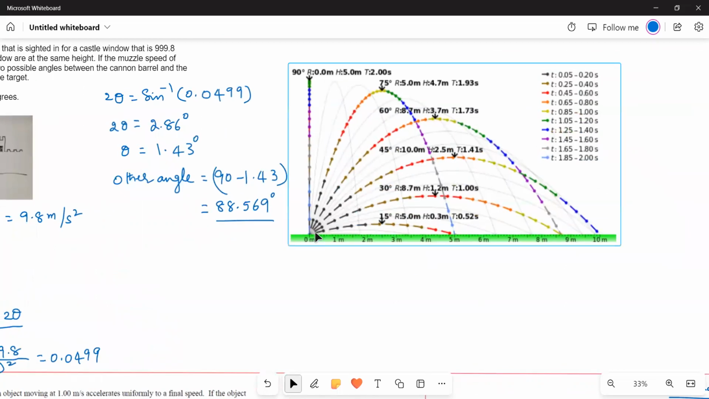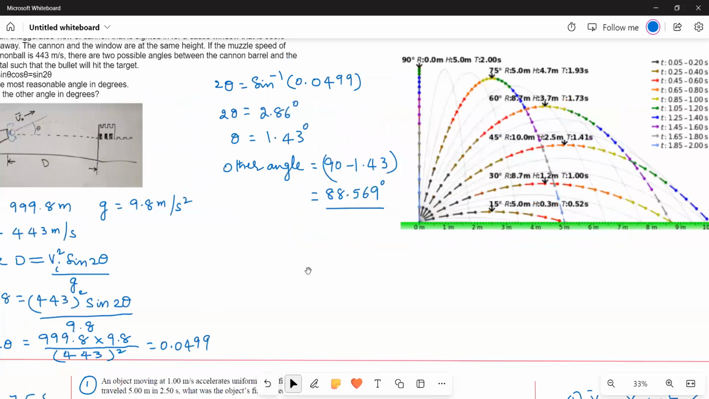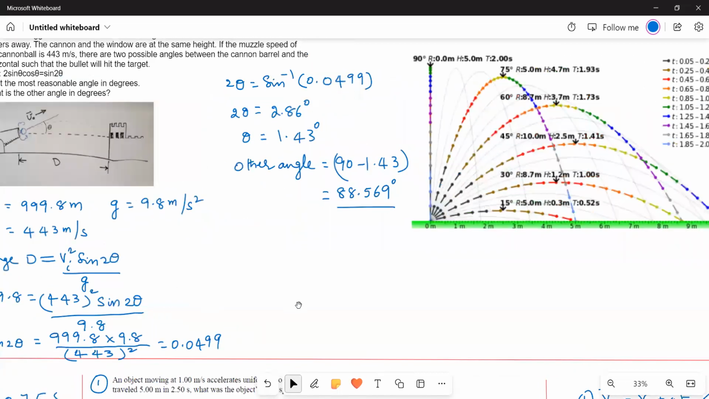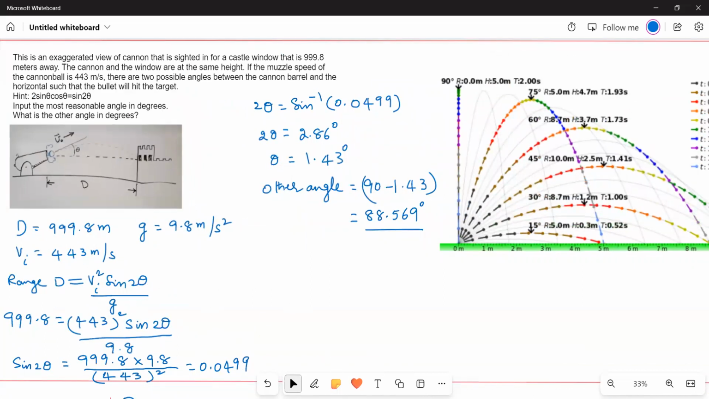Here, one more thing I want to tell you. The range is maximum for 45 degrees. See, here is the range formula, range is equal to Vi square sine 2 theta by g. Suppose theta is equal to 45 degrees, then what happens? Sine 2 theta is sine 90 degrees, and sine 90 is equal to 1. Therefore, range is equal to Vi square by g. We get the maximum range for 45 degrees.